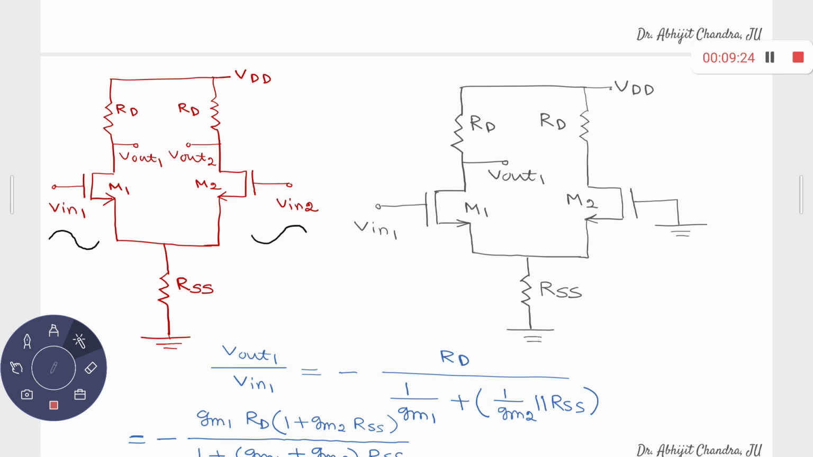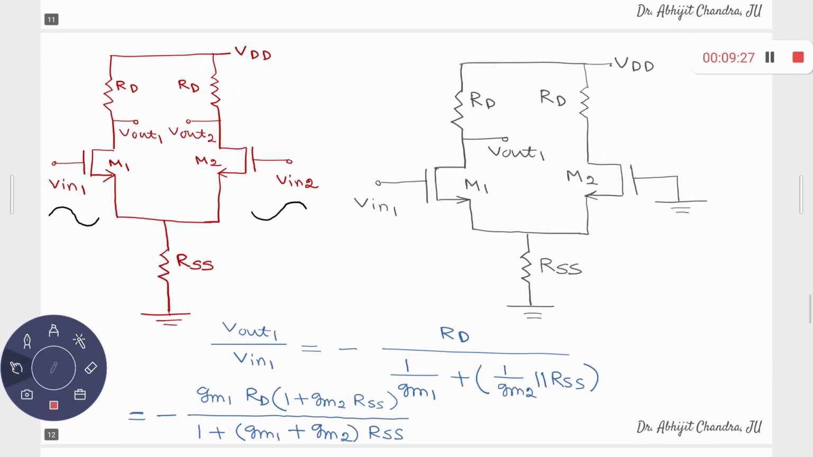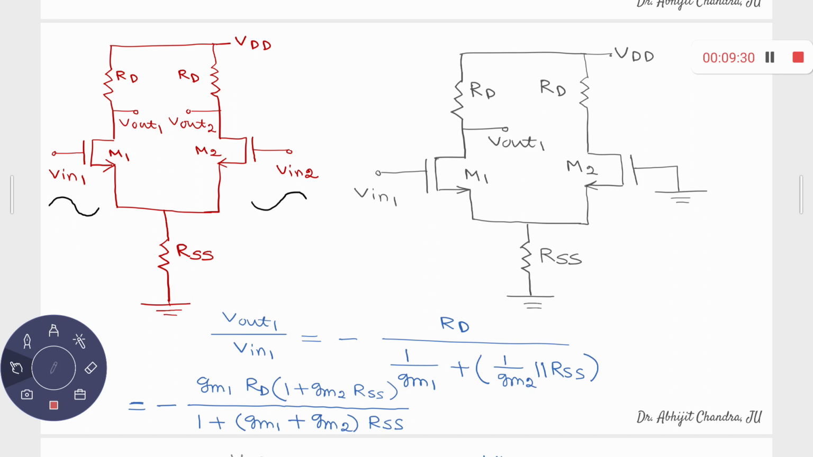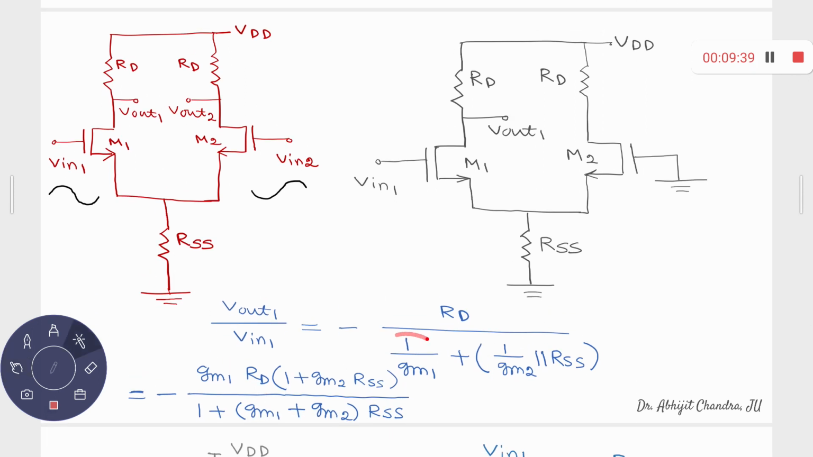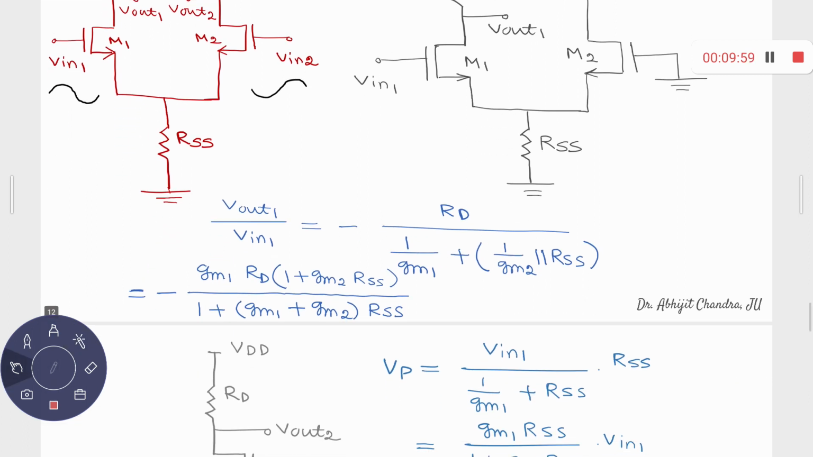So then what is V out 1 upon V in 1? This V out 1 upon V in 1 is minus the resistance between the drain and the AC ground, that is RT. So we have neglected this R naught over there. So minus RT divided by 1 by the transconductance of the amplifying device plus the resistance seen between the source and the AC ground, that is 1 upon GM2 parallel RSS. And if you simplify this expression, then V out 1 upon V in 1 is coming out to be this one.